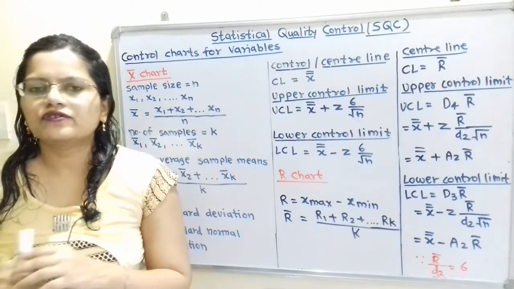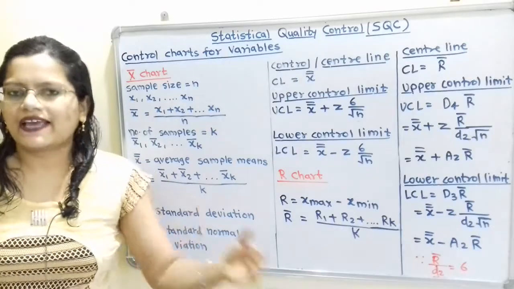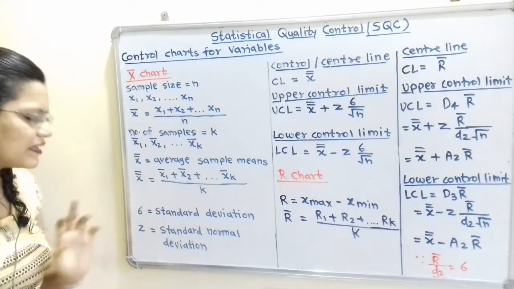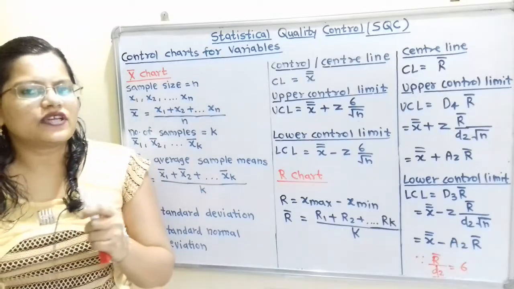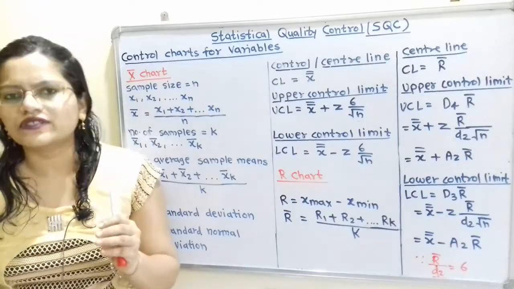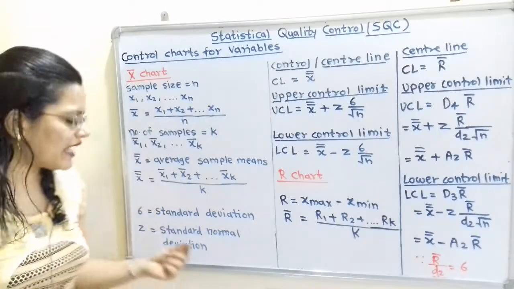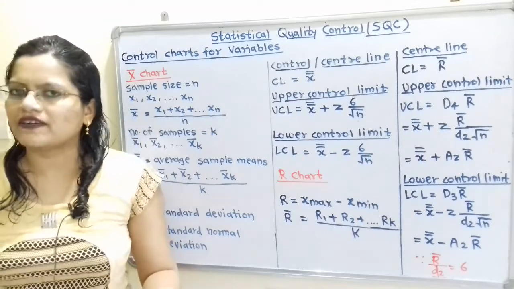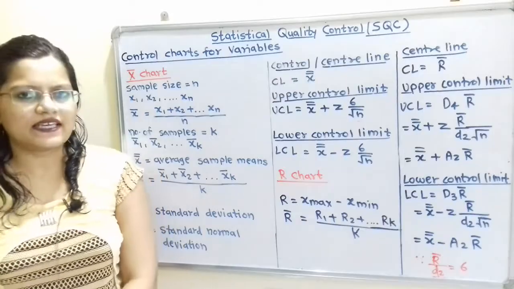For that we will use two notations. First one, sigma, that is the standard deviation, and that is mentioned in the question. Then Z, that is the standard normal deviate. The value of Z is mentioned in the question in such a way that there is 2 sigma or 3 sigma. Suppose 2 sigma is mentioned in the question, then the value of Z we have to consider is 2. Suppose 3 sigma is mentioned, then the value of Z, the standard normal deviate, we have to consider as 3.